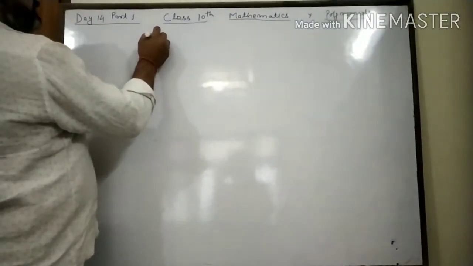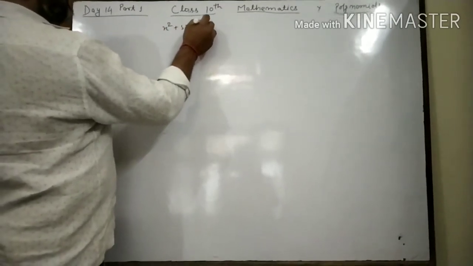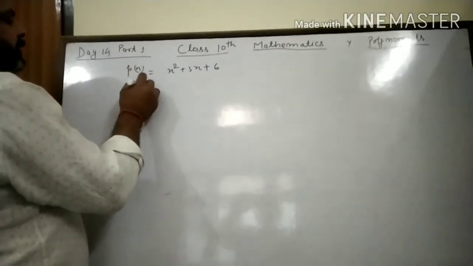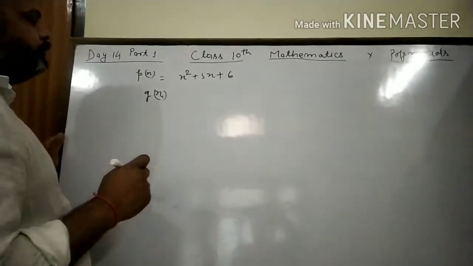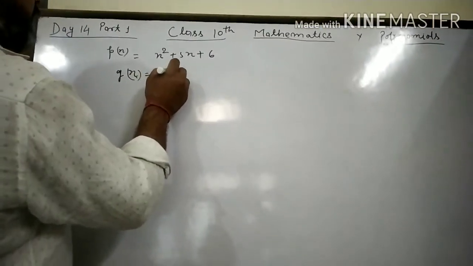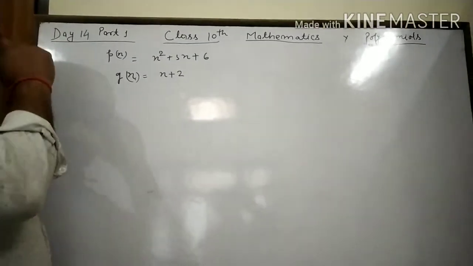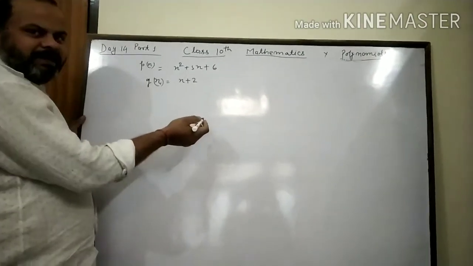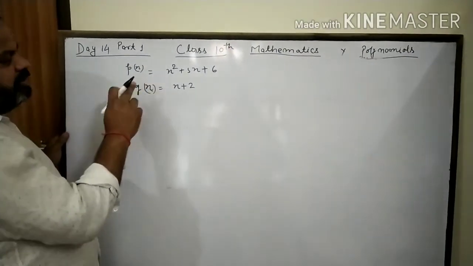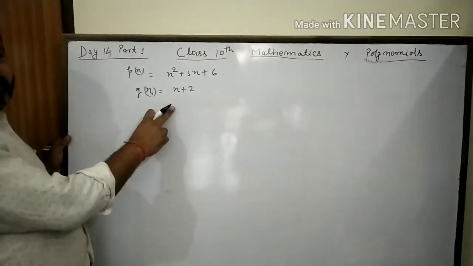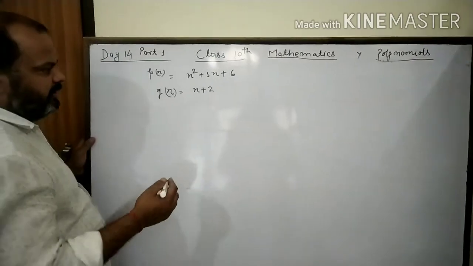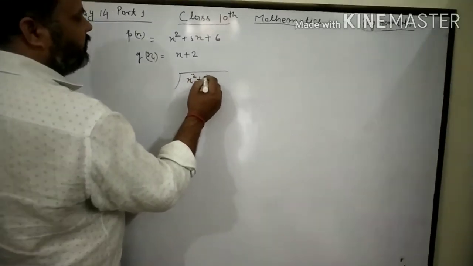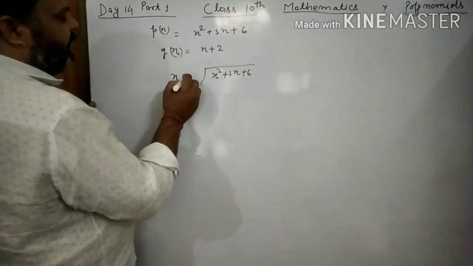Suppose Px is x square plus 5x plus 6 and Gx is equal to x plus 2. Then we divide Px by Gx. Then we find Rx and Qx. Suppose in a question, if Px is divided by Gx, then find the quotient and remainder. Px is written in the middle, x square plus 5x plus 6, and here x plus 2.